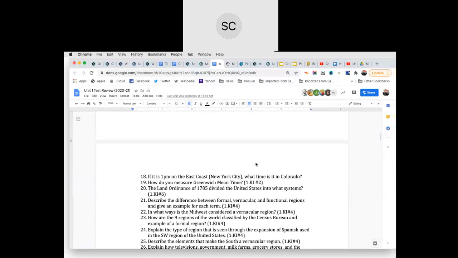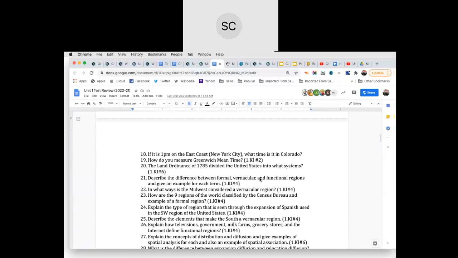18, if it is 1 p.m. on the East Coast, what time is it in Colorado? Well, Colorado's Mountain time zone, so you go back 2 hours, so it'd be 11 o'clock a.m. in Colorado. How do you measure Greenwich Mean Time? Well, that time is based on the prime meridian. And so basically the prime meridian is on both sides of all 12 time zones. So it's right in the middle of all the Eastern Hemisphere time zones and the Western Hemisphere time zones.